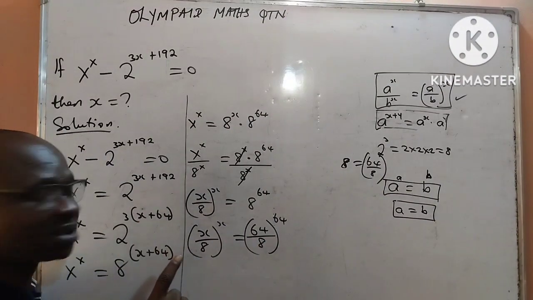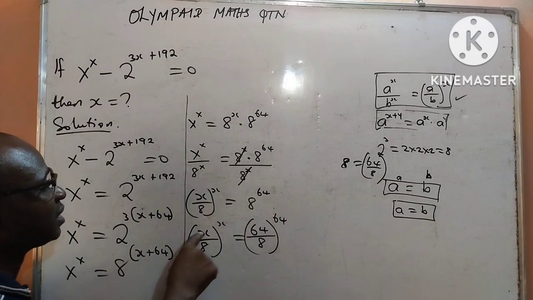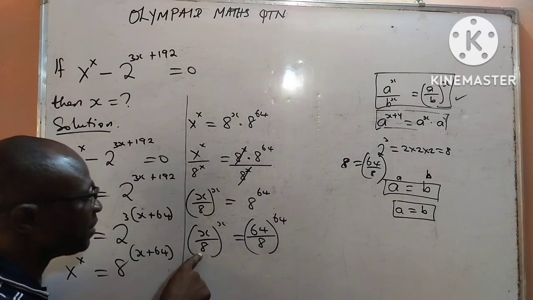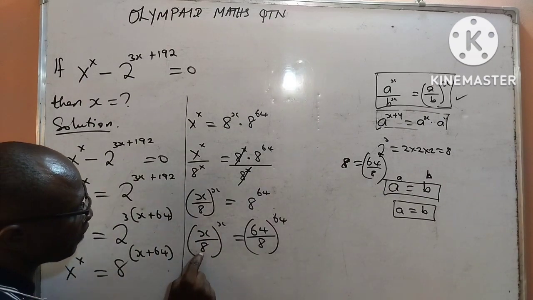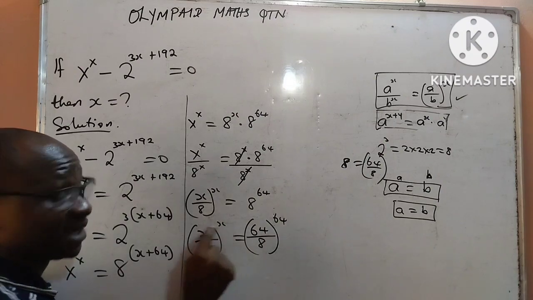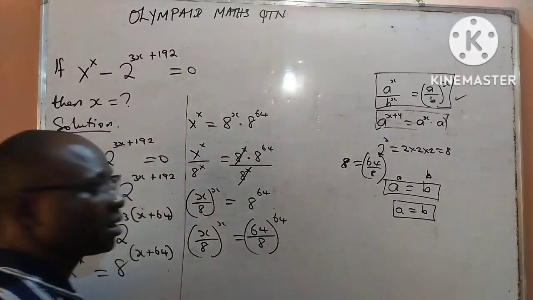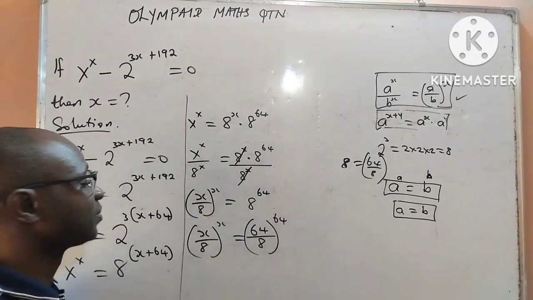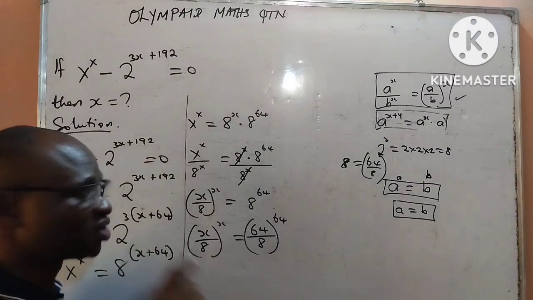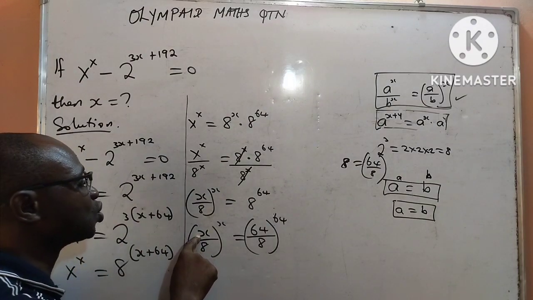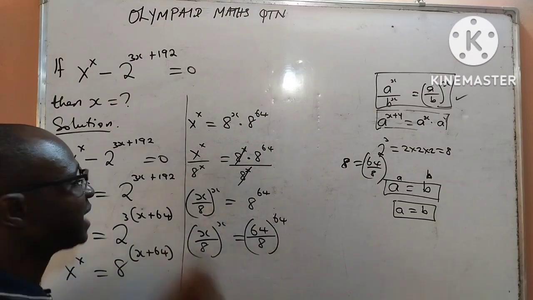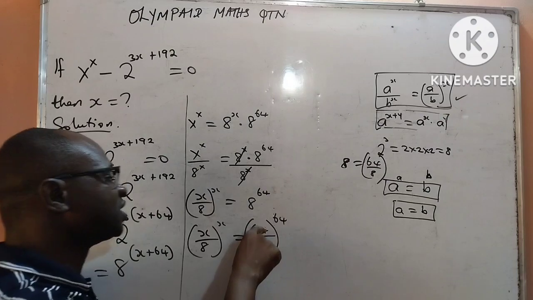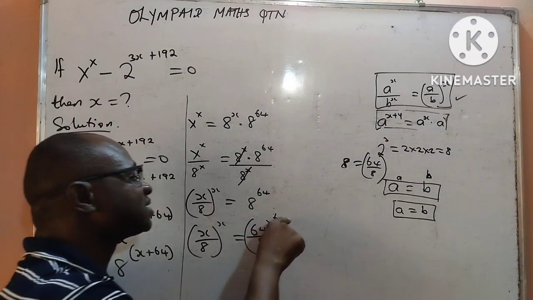Now come to the left hand side. The power is x. The numerator of the base is x, and the denominator is 8. Therefore, the denominator of the base is 8 by the left, 8 by the right. The numerator of the base is x, and it has also x as the power. The numerator of the right hand side, which is the base of the right hand side, is 64, and the power is 64.